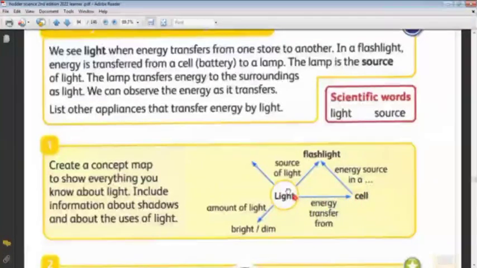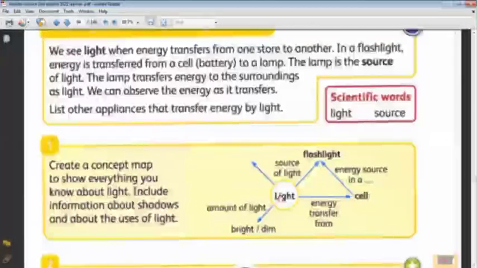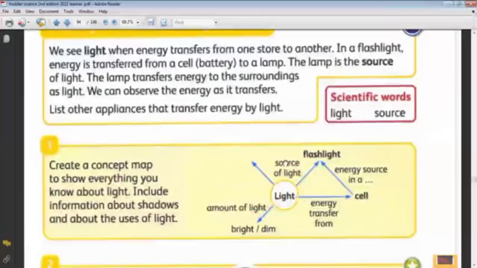This is a concept map about light. We put the light in the center here, and then we talk about everything about it. Different things about brightness, about the source of light, about the transfer, and so on. Okay.